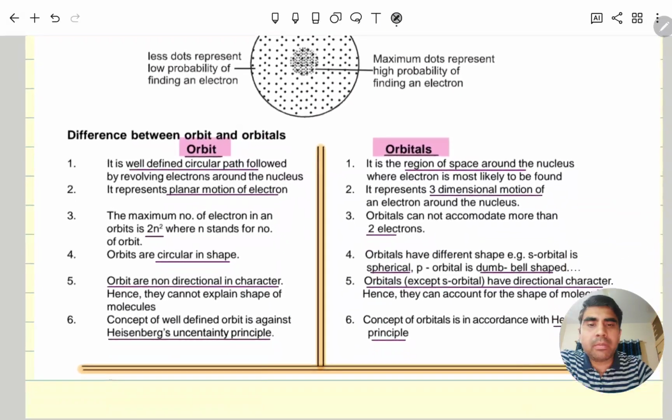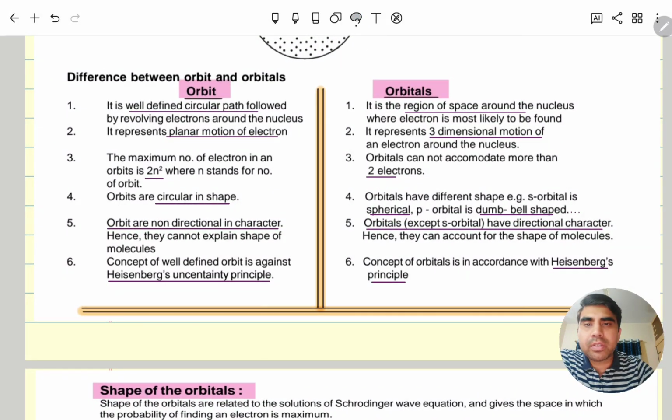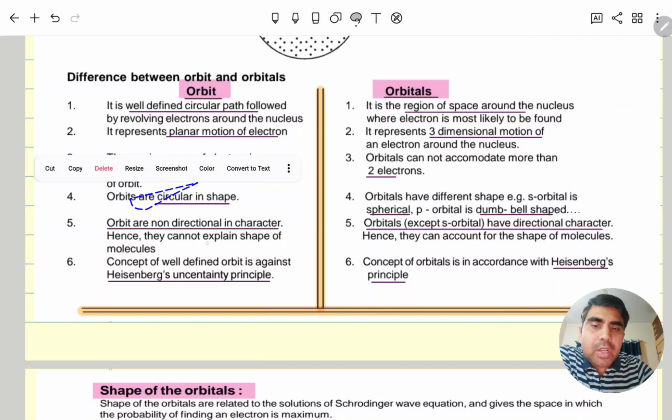Next, orbit versus orbital. What is the difference? Orbit is the circular path, whereas orbital is the probable area or region where finding of an electron is maximum. Orbit is planar, meaning it is 2D, whereas orbital is 3D. Already in the wave mechanical model we saw that electrons revolve in a spherical polar coordinate. Here the maximum number of electrons is 2n square in any orbit, whereas in any orbital the maximum could be 2, not more than 2.